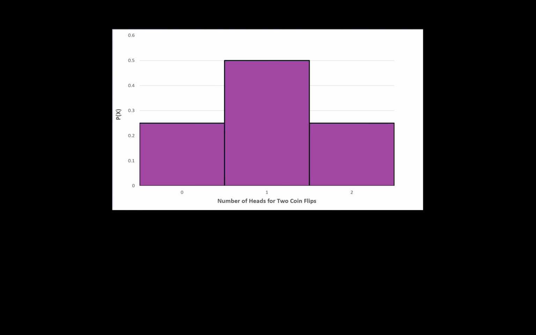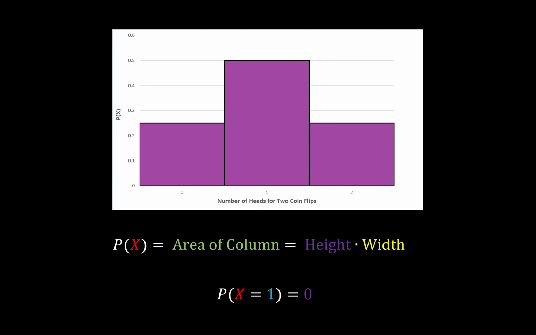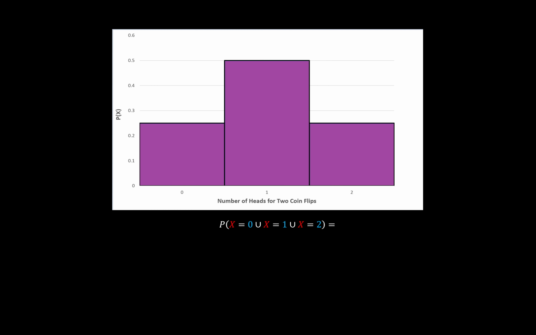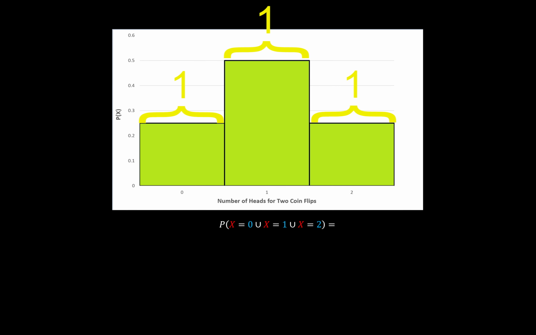Now what I want to do is help you think about probability in a different manner. I want you to think about the probability of each column as the area of each column. Remember, to calculate area, we must multiply height times width. So the probability of 1 heads occurring is the height of this rectangle times its width. If I take the area under all the columns in my distribution, what should I get? They should always add to 1.